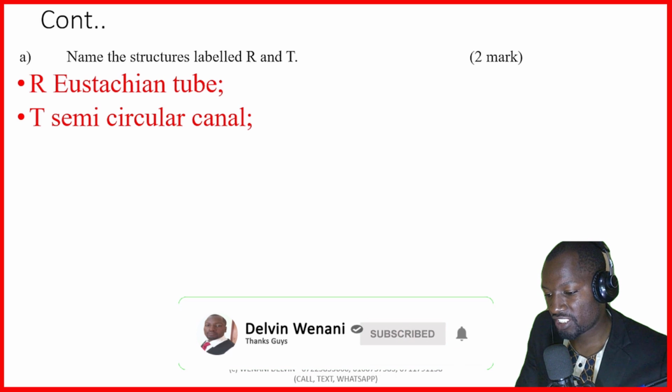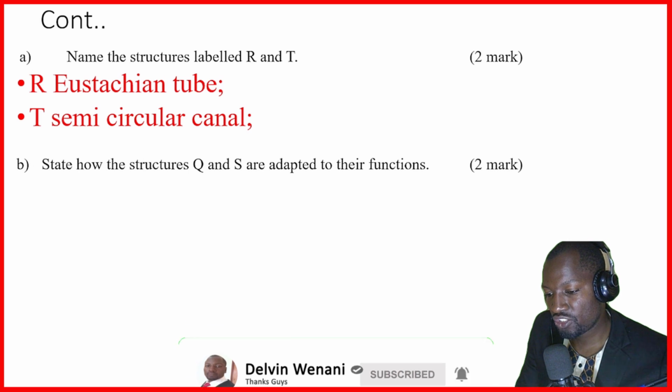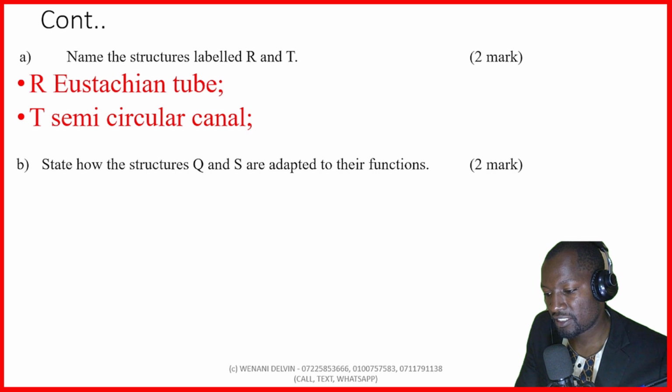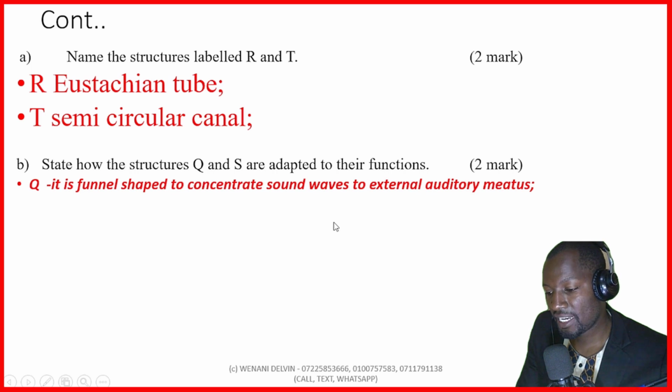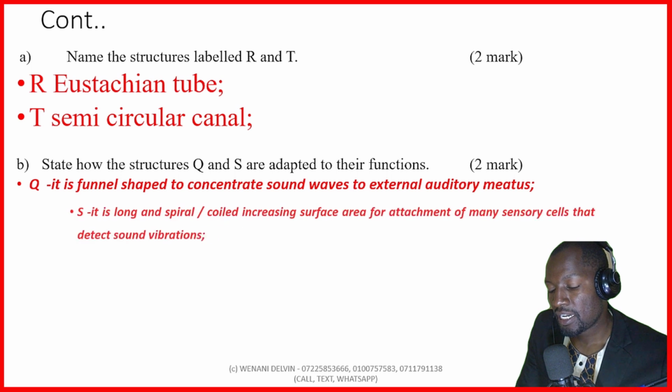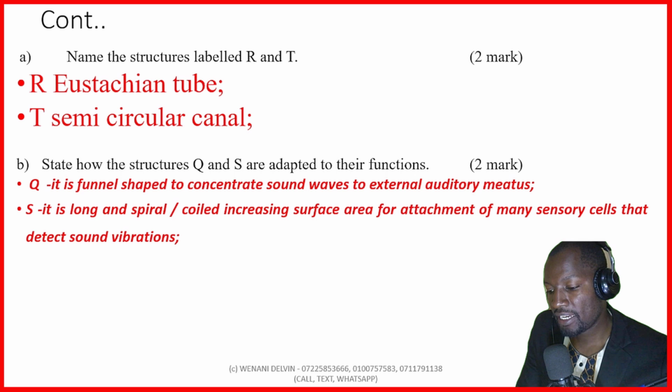State how the structures Q and S are adapted to their functions. Let's start with Q. Q is funnel shaped to concentrate sounds to the external auditory meatus. What about S? S is long, spiral and also coiled to increase surface area for attachment of many sensory cells that will detect sound vibrations.